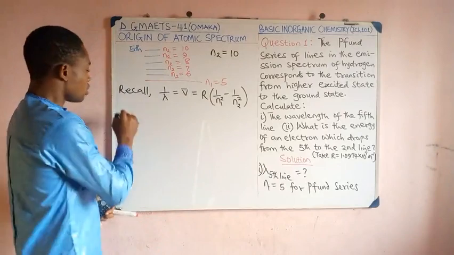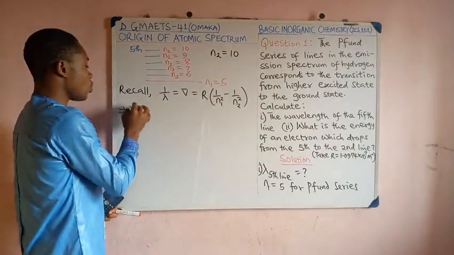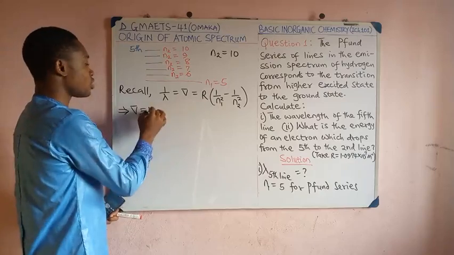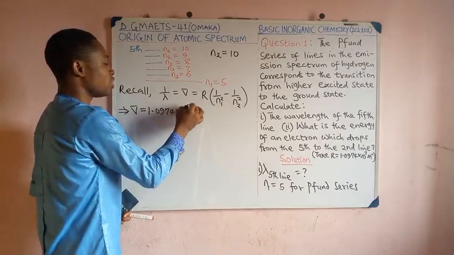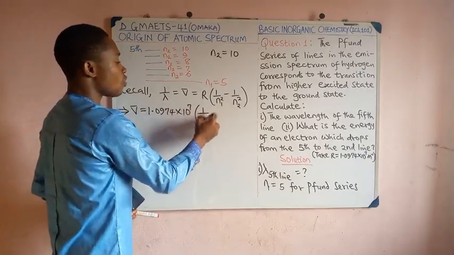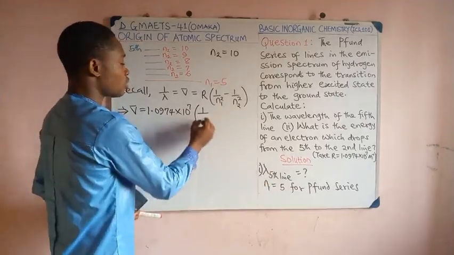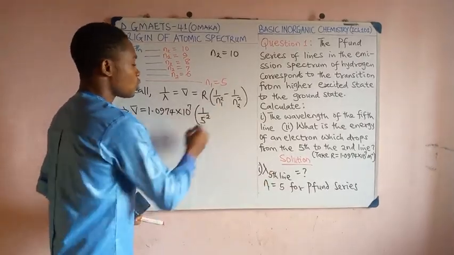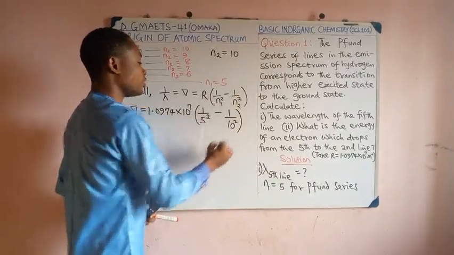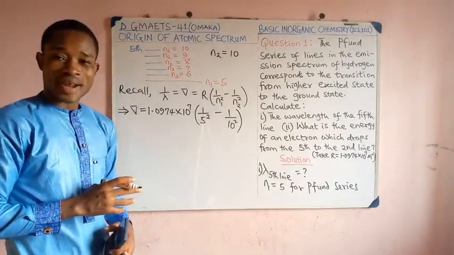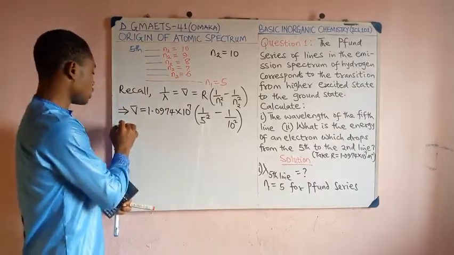Is that okay? So I'm going to write that it implies that the wave number is equal to the Rydberg constant, 1.0974 times 10 raised to power 7. That's going to be multiplied by 1 over n1 squared, we have the value to be 5 for Pfund series, we square it, then minus 1 over n2 squared, we obtained it to be 10, we square it. So we've done this, right? Let us now reach out for a calculator and see what we're going to get.